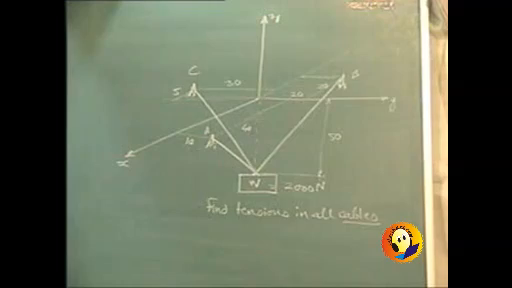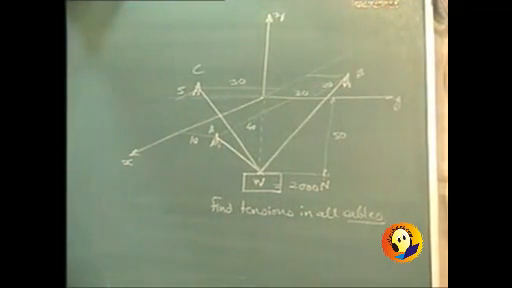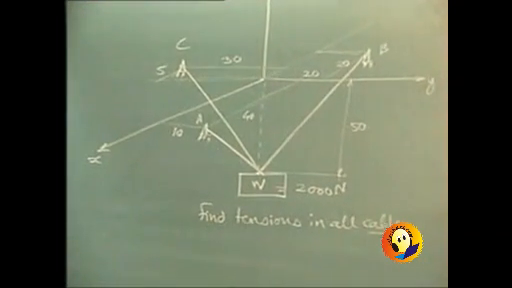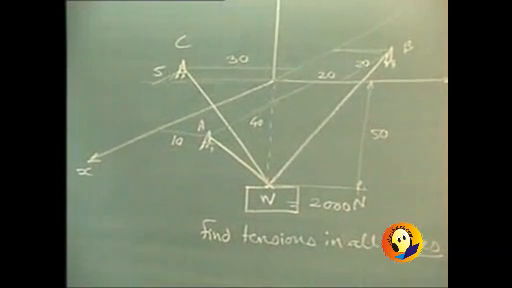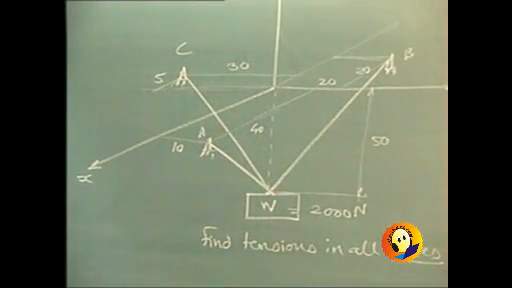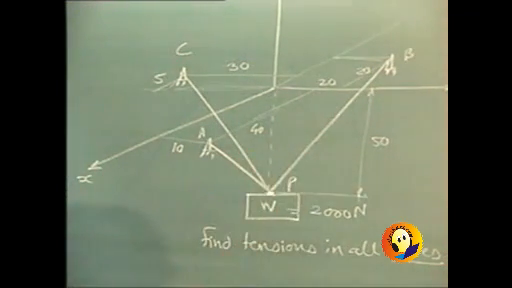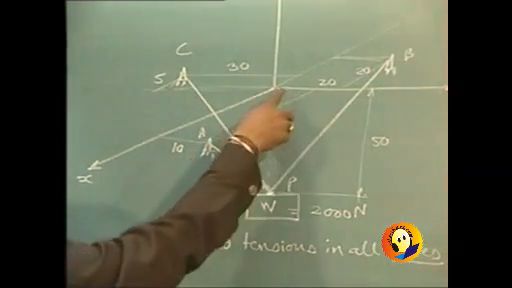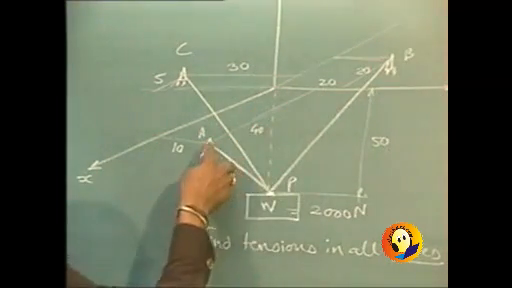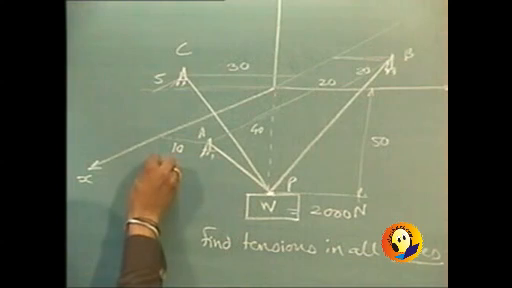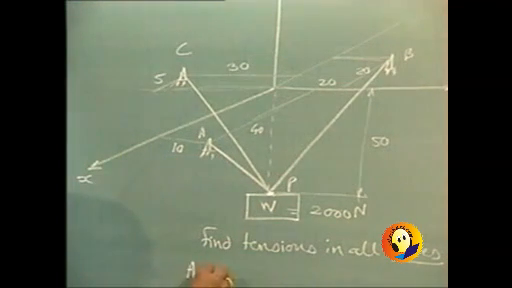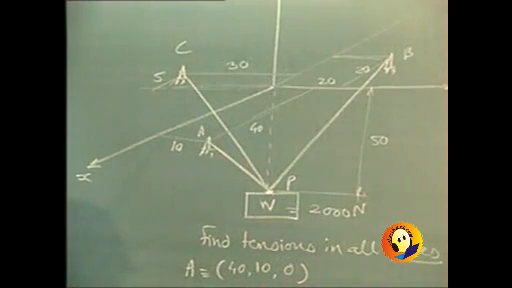What is important in this case is first of all writing the coordinates, and then the job will be very simple and straightforward. Let us write down the coordinates of all the points. Let us call this particular point as point P. A has got coordinates. Along X it is 40 and along Y it is 10. So coordinates of point A are 40, 10, 0.